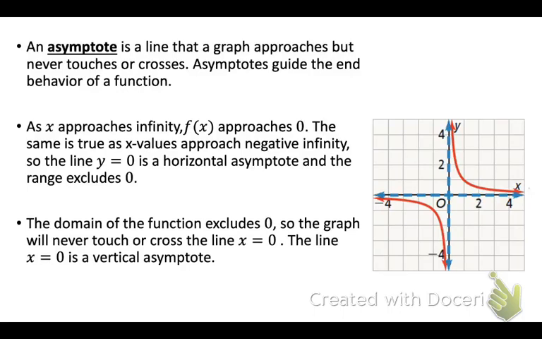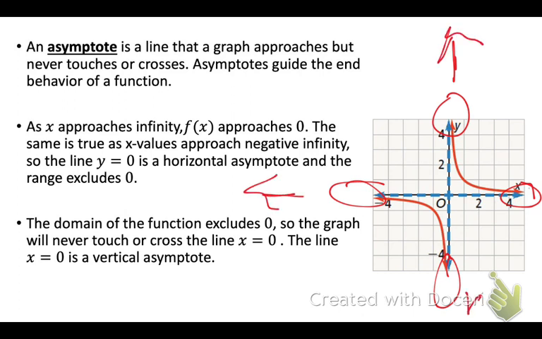Okay, an asymptote. An asymptote is a line that a graph approaches but never touches or crosses. Asymptotes guide the end behavior of a function. So that means as the function goes out to negative and positive infinity on the x and on the y. So it's that imaginary stuff clear out here and here, here, and there.